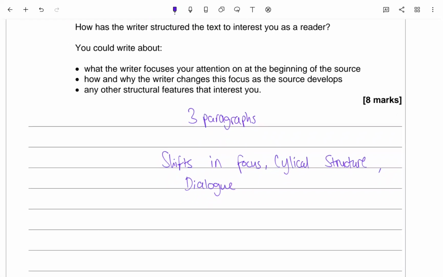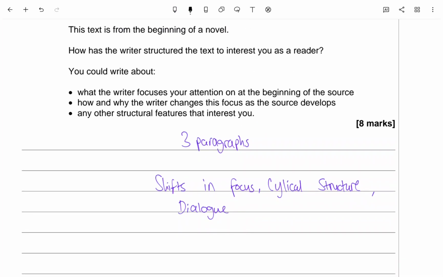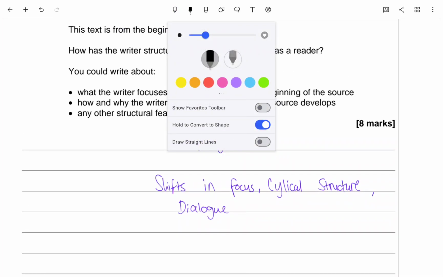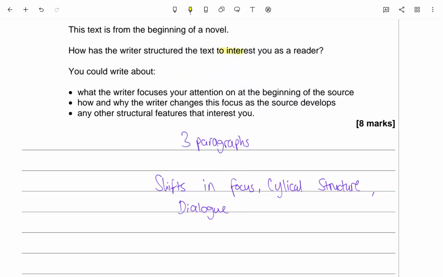And remember, importantly, always link it back to the question: how does it interest you as a reader? Tell us how the structural device is used to interest a reader. So you're looking at 3 paragraphs for this question.